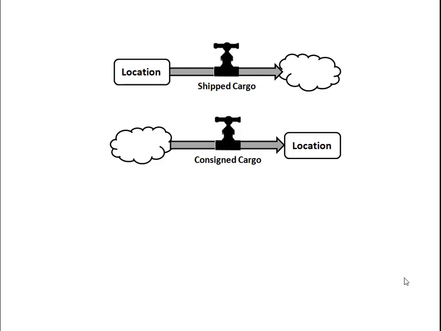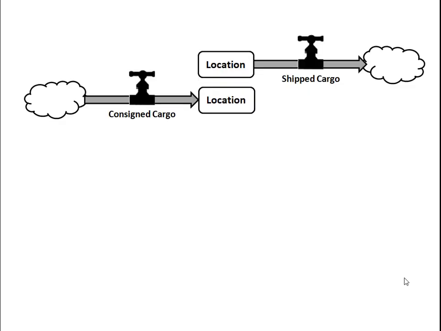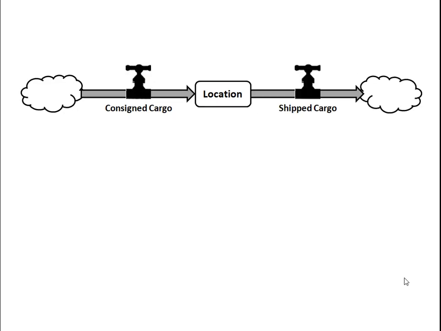But we see a location could either be shipping cargo or they could be the location that is the destination of consigned cargo. Now those might be two very separate operations as we go through, but because they both involve locations as the stock, we tend to combine them into one stock and flow diagram for the purposes of discussion and for system design. Just keep in mind that the location is a stock that outputs cargo and inputs cargo, but the shipped cargo coming out is not necessarily the exact consigned cargo that went in.